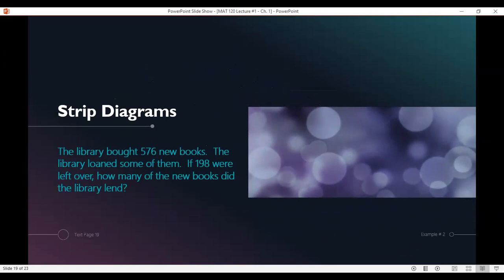The library bought 576 new books. The library loaned out some of them. 198 were left over. So how many were loaned out? Okay, so as an adult, a second grade teacher in a career-oriented world, you're looking at this problem saying, yep, got to subtract, right? And I think we all understand that, and that's really great.